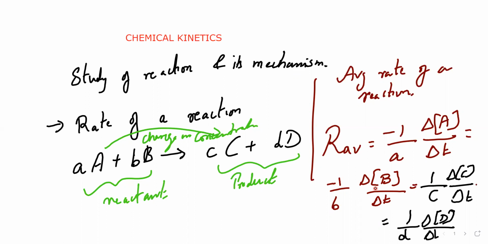So what is this delta? If I want, I can write d by dt. Delta is basically d only. But where do we apply this? This is the average rate of a reaction over a particular period of time. Average rate of reaction, in the sense, is for a longer period of time.